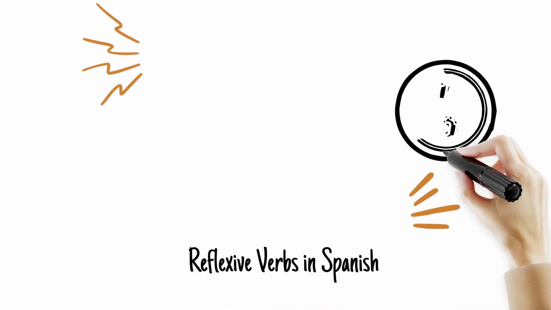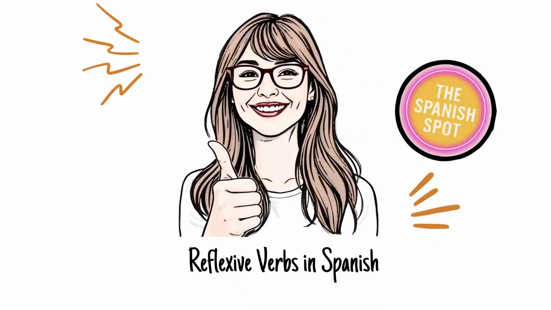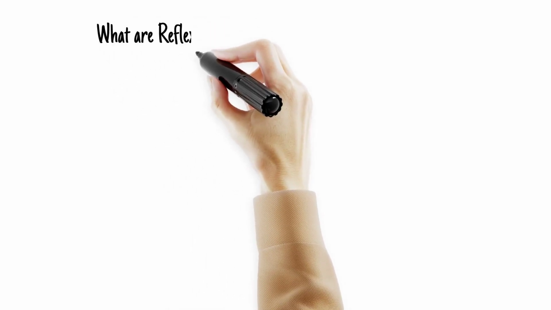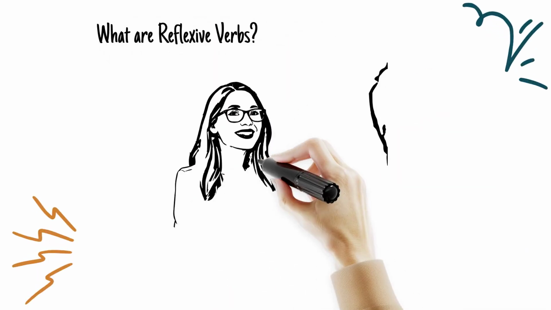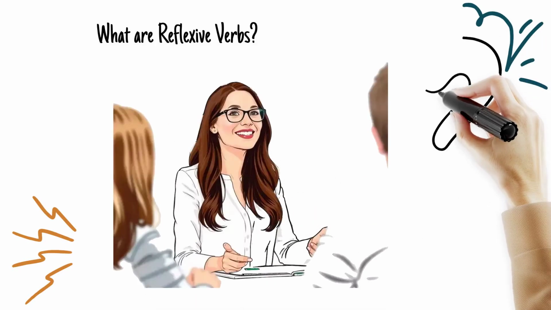Today we're going to talk about reflexive verbs, those tricky verbs that you use when the action reflects back on the subject. So what exactly is a reflexive verb? It's a verb where the subject and the object are the same person. In other words, the person does the action to themselves.